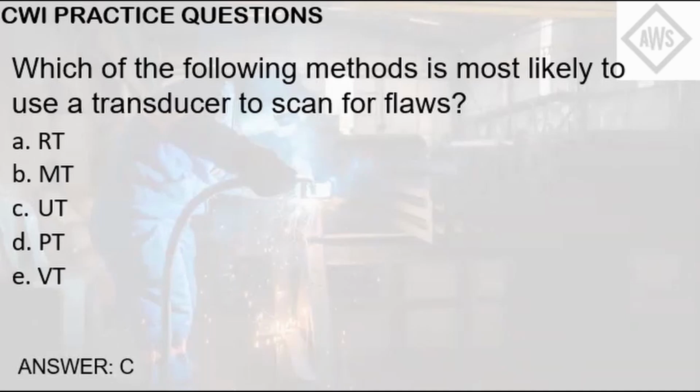RT is an NDT but makes use of preferential radiation transmission or absorption. Magnetic particle test, or MT, utilizes magnetic field to detect surface and subsurface discontinuities. PT, or penetrant testing, uses the principle of capillary action to detect flaws. VT is visual testing or visual inspection, where the inspector detects flaws by using his naked eye and some measuring instruments. The answer here is letter C, UT.